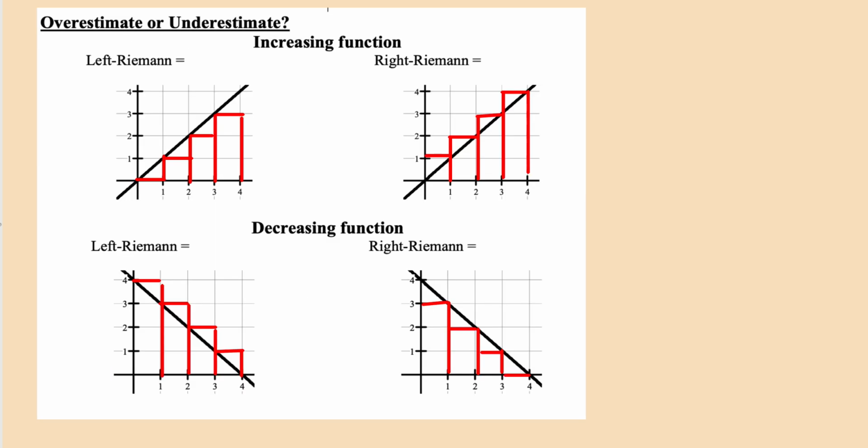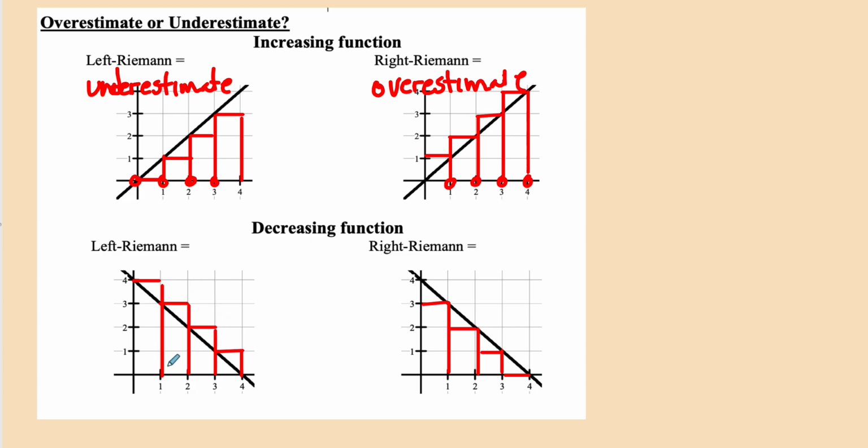Let's talk about how we determine whether they're an overestimate or an underestimate. When you have an increasing function, if you're choosing the left point on every interval, the rectangles are going to lie underneath. So this is going to be an underestimate. When it's an increasing function and you're choosing the right x coordinates to determine your heights, you're going to have an overestimate.